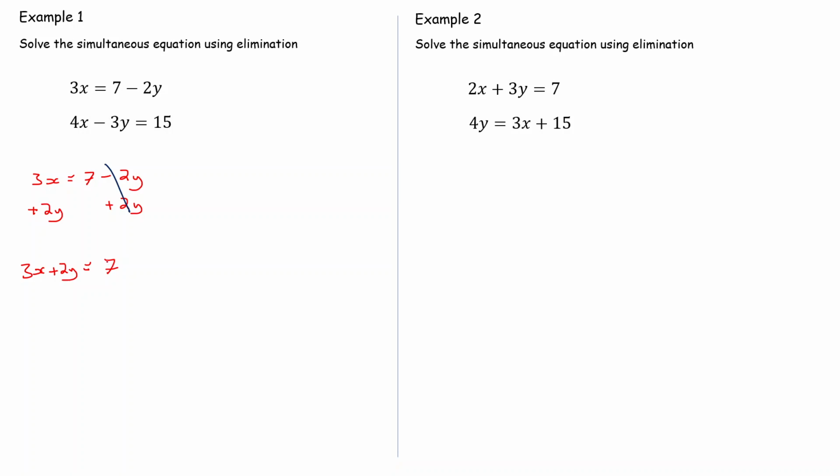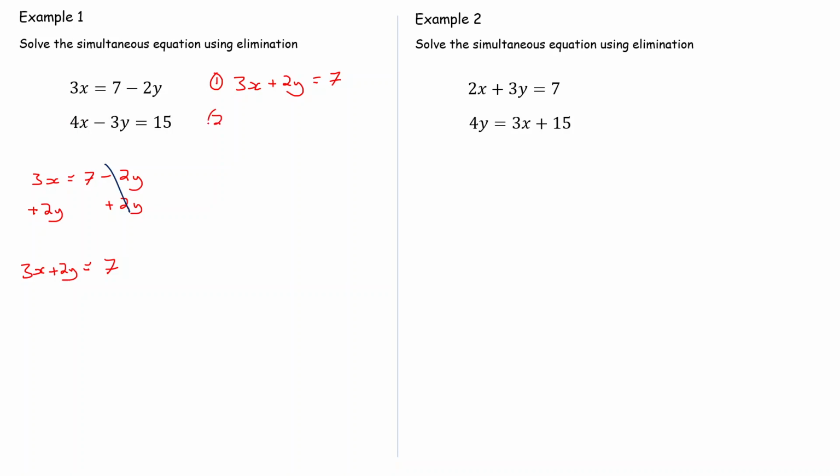And this is good, because now this equation is the same thing as this, but in a better format, as we will see in a second. I've got 3x plus 2y is equal to 7. Let's call that equation 1. It's exactly the same thing as this. I've just rearranged it by adding 2 y's to both sides. And let's call this one equation 2 down here.